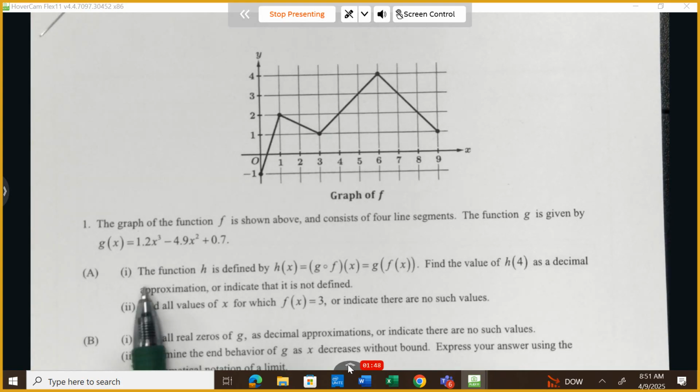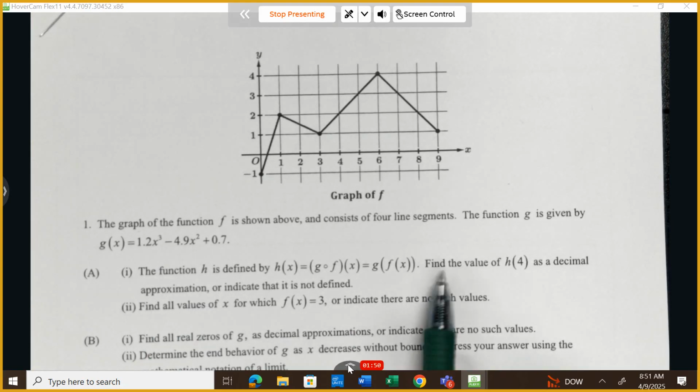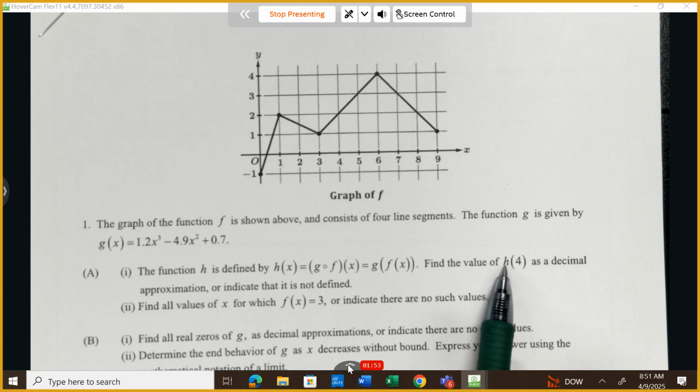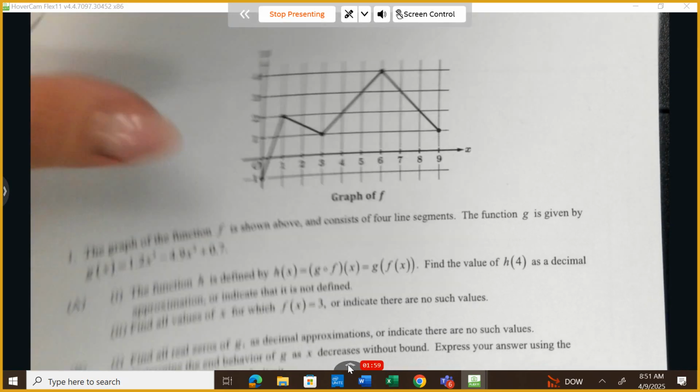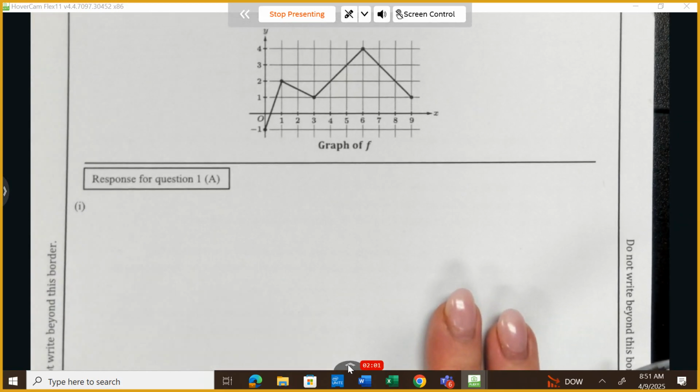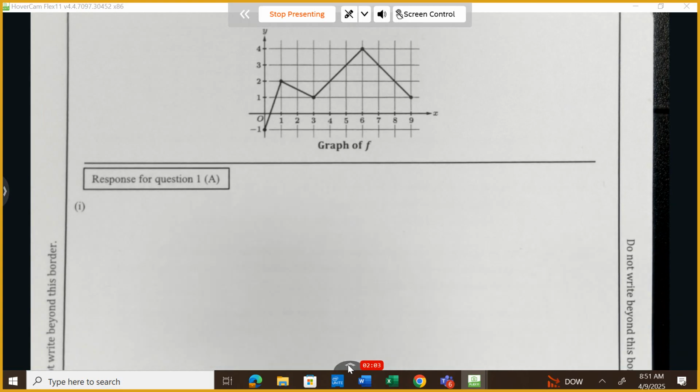Looks like we have a composite function here. The function h is defined by the following. Write the value for h of x as a decimal approximation, or indicate if it's not defined. So I'm going to grab my paper. Okay, I've got it right here. You're doing the same with me right now, and I'm going to write down everything that I would put down.